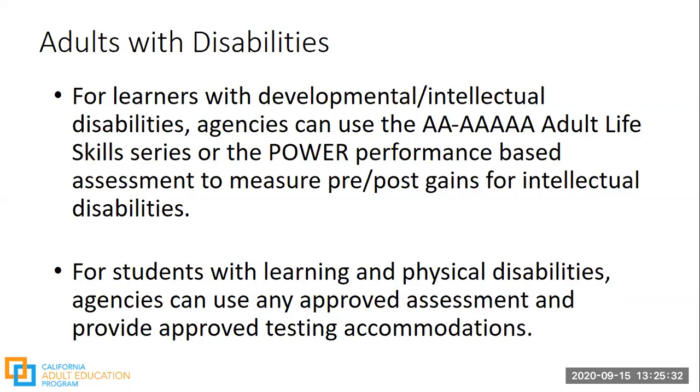Anyway, so you can use power or the 2A to 5A to measure individuals with intellectual disabilities. The short answer is those assessments are not approved for federal reporting, but they are approved in California for WIOA 2 payment points. So they're also approved as ways to measure these individuals for CAEP reporting as well.